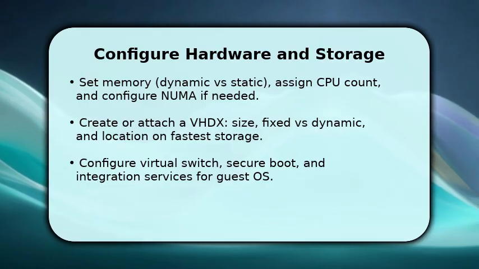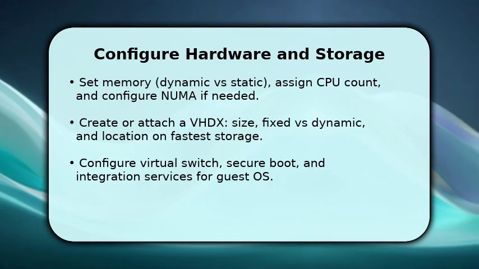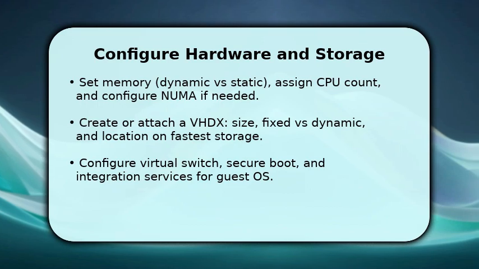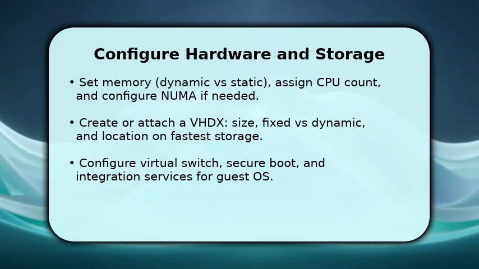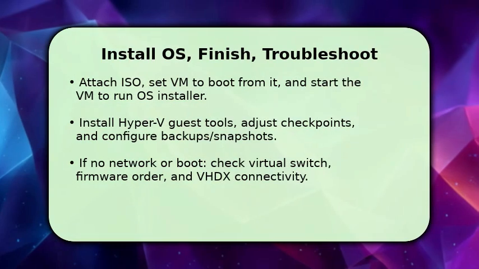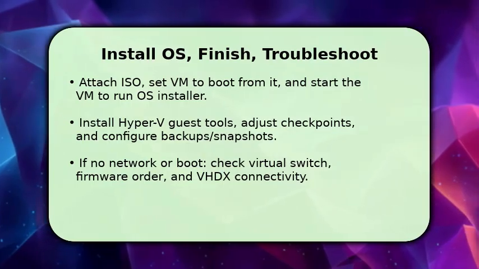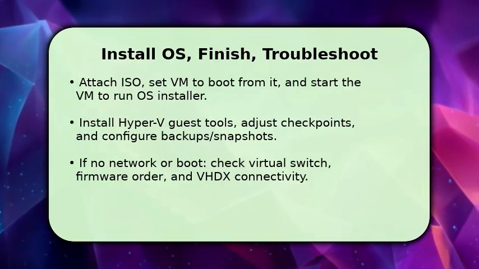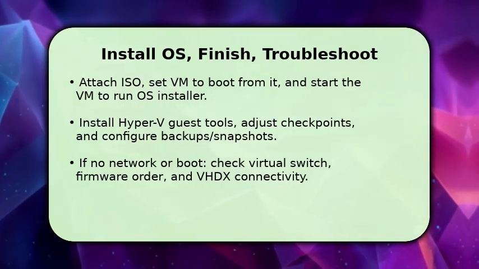Configure the virtual switch for network connectivity and enable secure boot or disable it if your guest requires legacy firmware. Make sure integration services are enabled so the host can. You attach the installation ISO and set the VM to boot from it, then power on the VM to run the OS installer. Follow the OS prompts to partition and install.